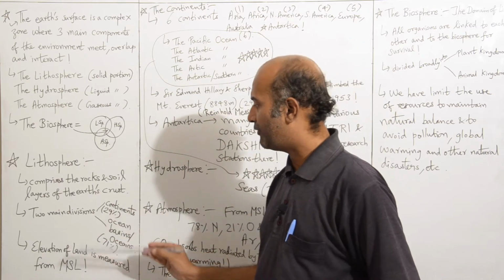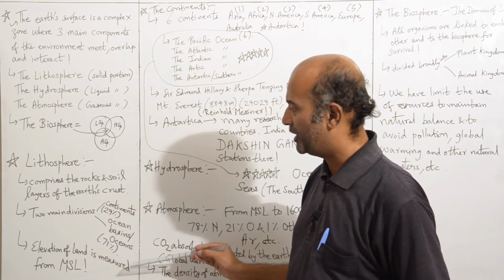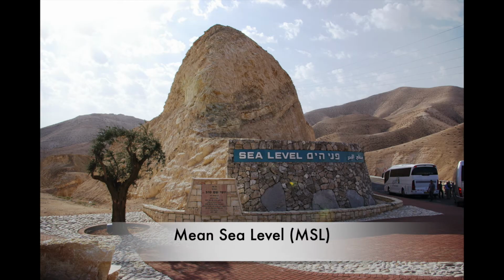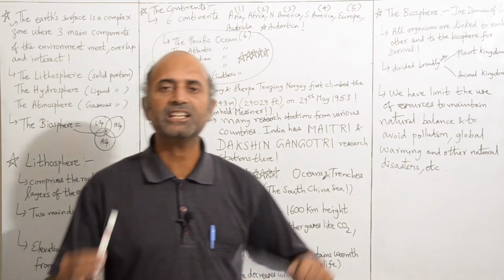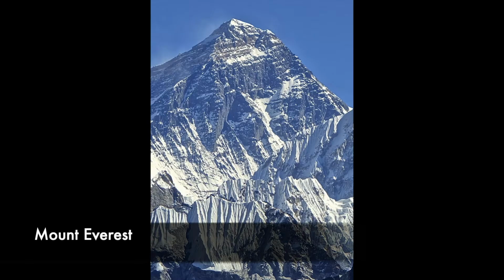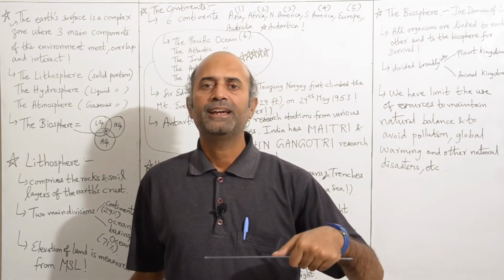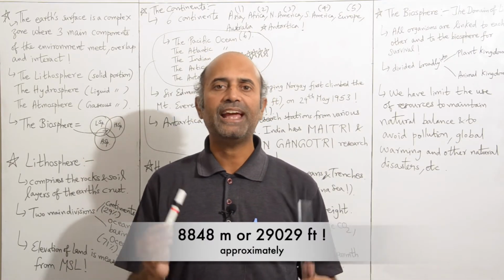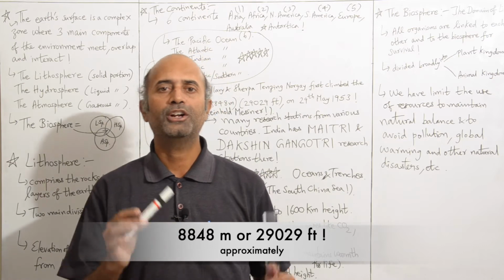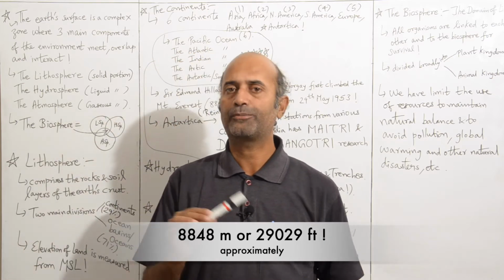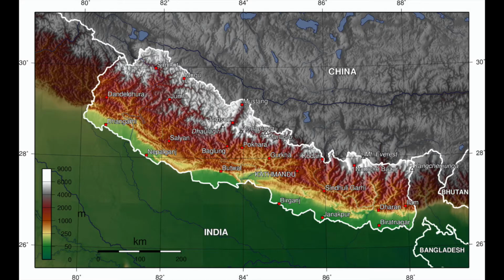The elevation of land is always measured from the MSL, the mean sea level, which is taken as 0 meters. The highest point on Earth is Mount Everest. If you measure from the mean sea level, it stands at approximately 8,848 meters or 29,029 feet. It lies on the border between Nepal and China in the Himalayas.